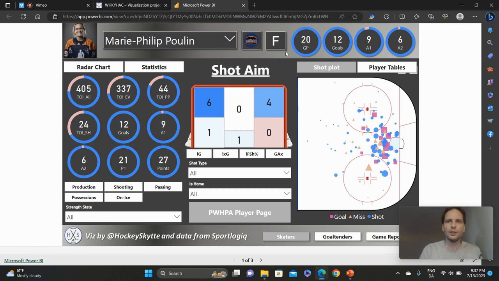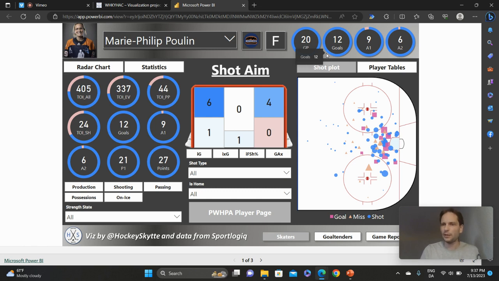In the top bar up here, we have information about the player, the team, the position, and then we have how many games she has played. The blue donut chart here shows how many games she has played out of a total of 20 games. So you can see she has played all 20 games.